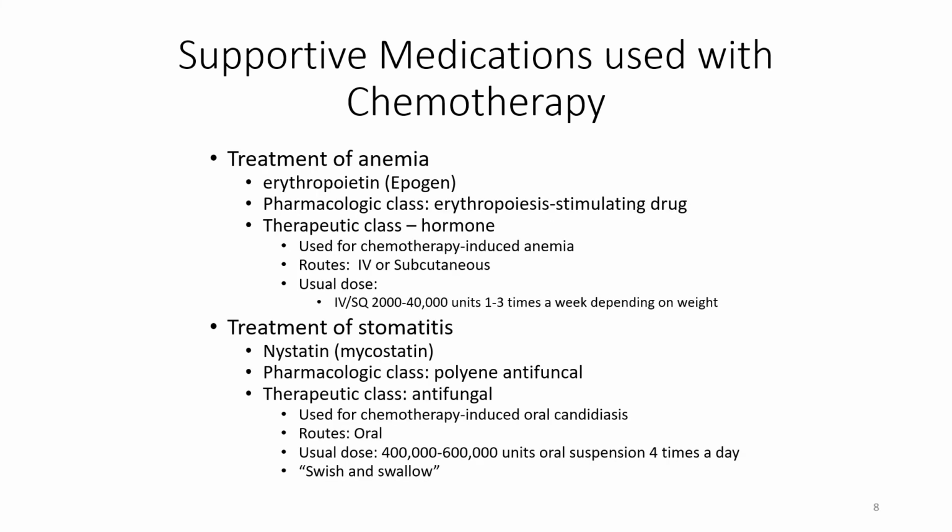Treatment of anemia, again from bone marrow suppression. They have low RBCs. Erythropoietin is actually a hormone that comes from the kidney. So we see a lot of kidney patients who have to receive Epogen to treat their anemia. This drug stimulates erythropoiesis. Used for chemotherapy-induced anemia. We can give this IV or we can give this subcutaneously. This is the dose. It is weight-based.